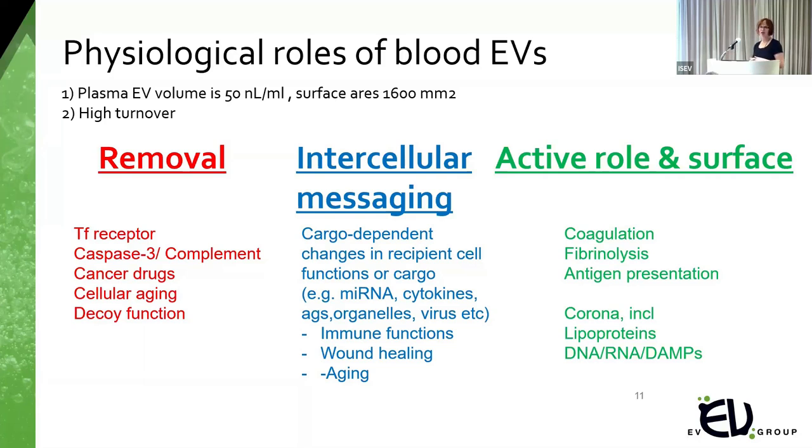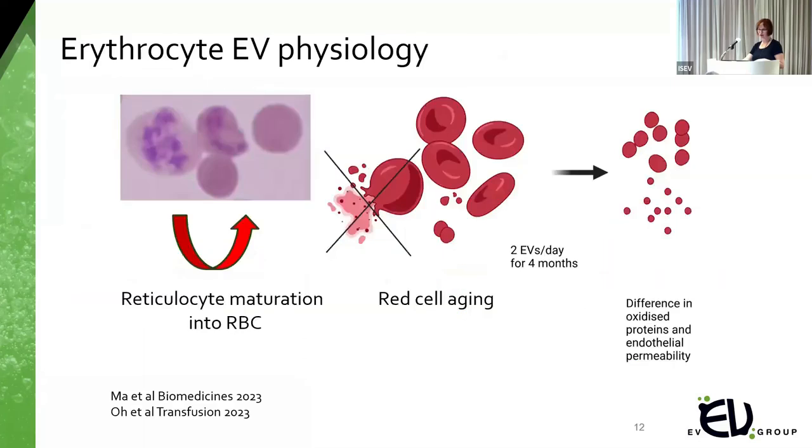Another independent role, I think, is antigen presentation, and I have some examples when we get to the leukocyte roles. And finally, we don't have a very good idea about the molecular corona yet, but hopefully we will soon understand that role in physiology as well. So in the next few slides, I will give you some examples of the physiological roles for the blood cells, or the EVs from the blood cells, starting with the erythrocytes.